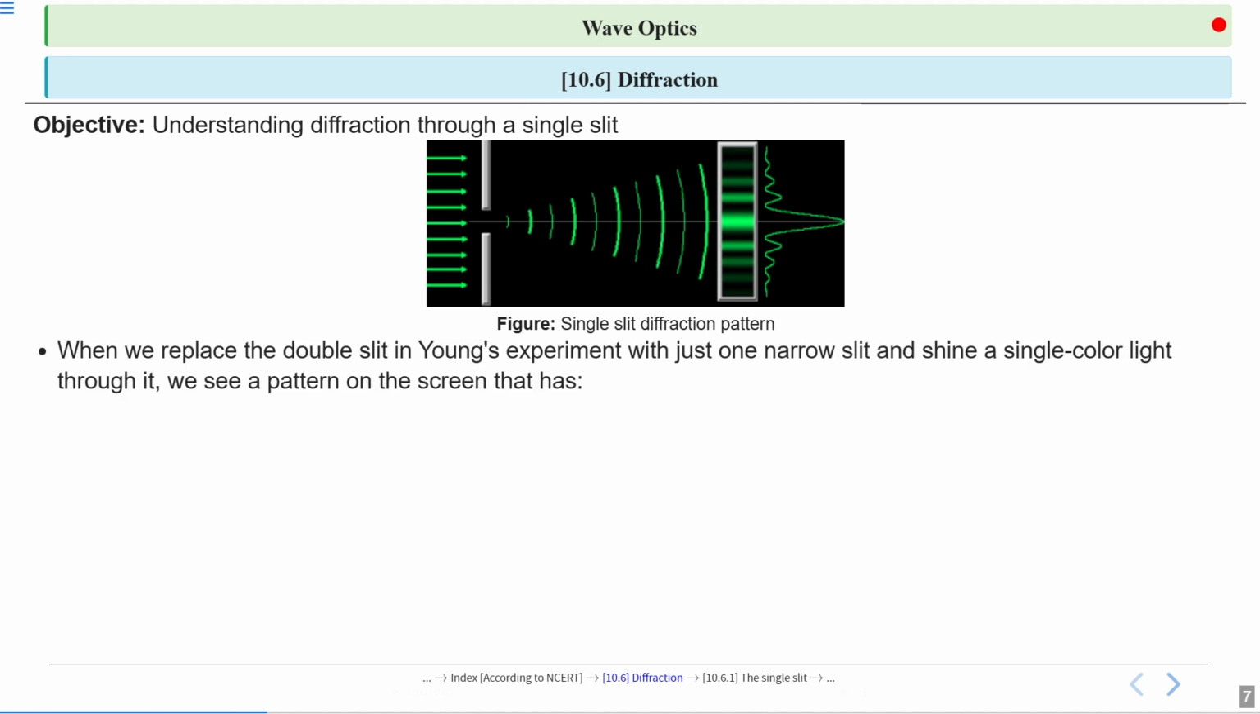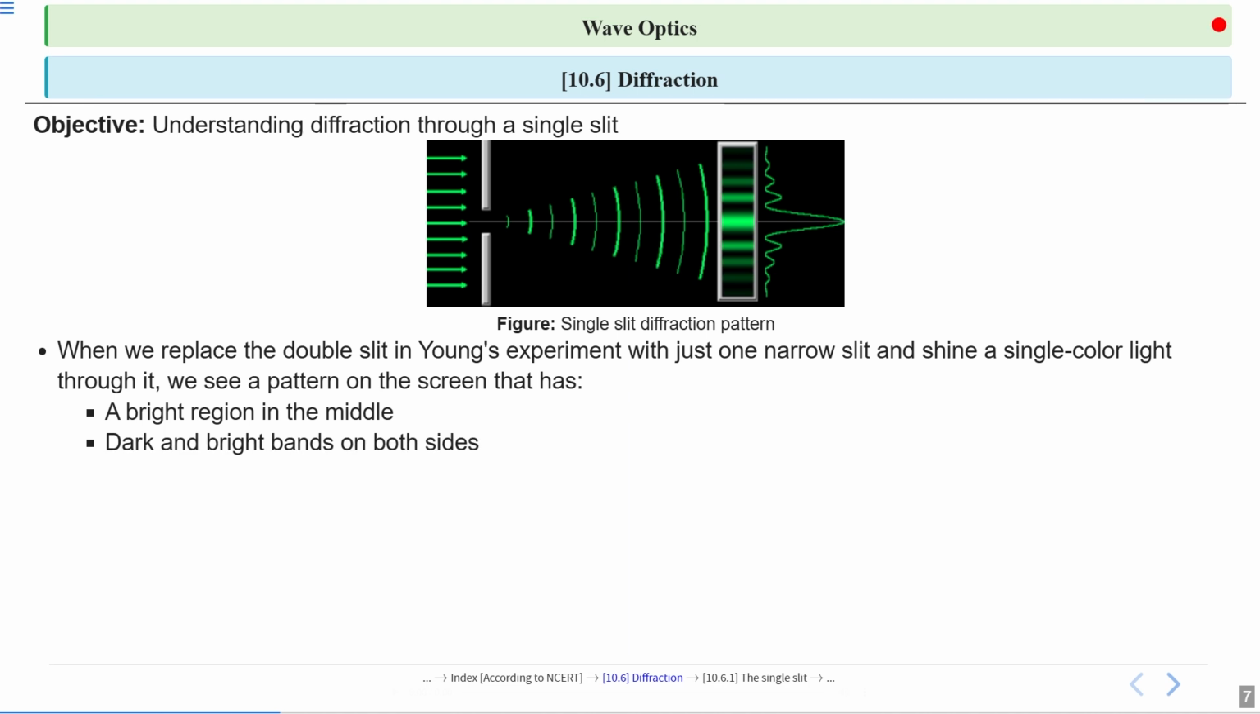So let's dive deeper into what happens when we replace the double slit in Young's double slit experiment with a single narrow slit. When we shine a single color light through this slit, a unique pattern emerges on the screen. This pattern is different from what we see with the double slit. First observe that there is a bright region in the middle of the pattern. This central bright spot is the most intense part of the diffraction pattern. It's important to note that this is where most of the light energy is concentrated.